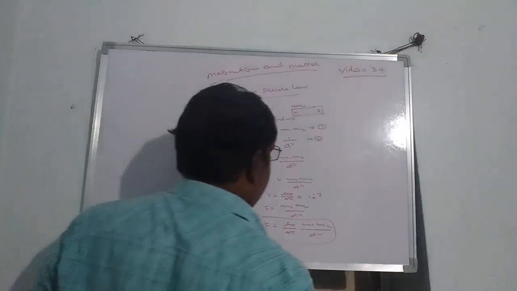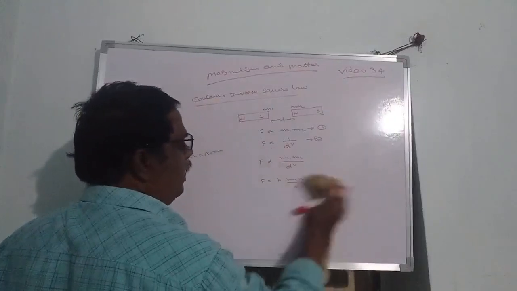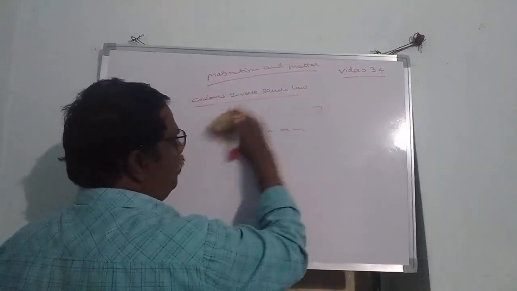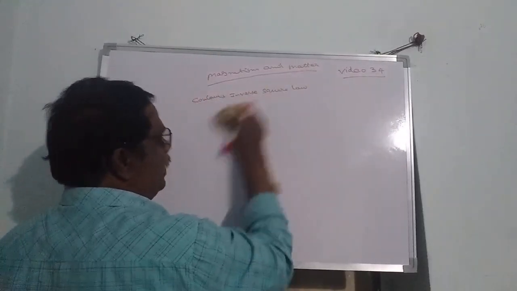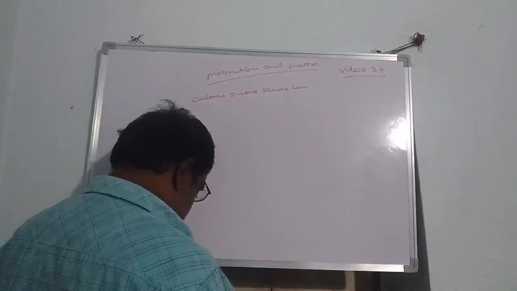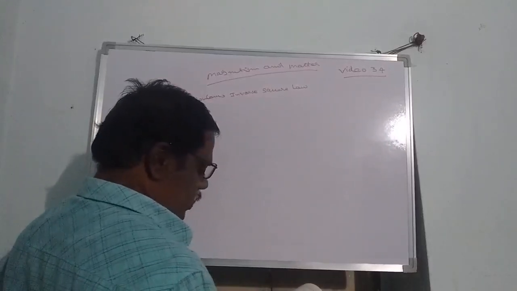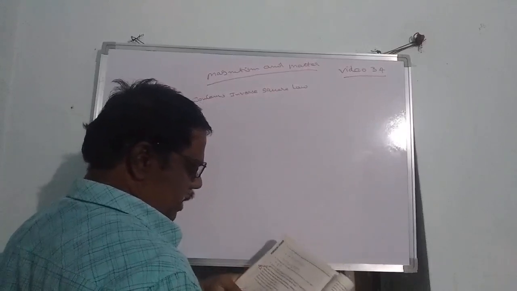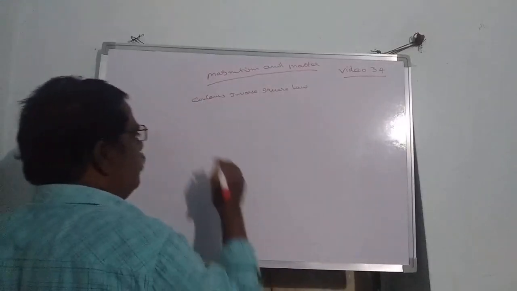On the basis of this Coulomb's inverse square law, we can solve one problem. They are given one problem. So this is the example. The force between two magnetic poles.